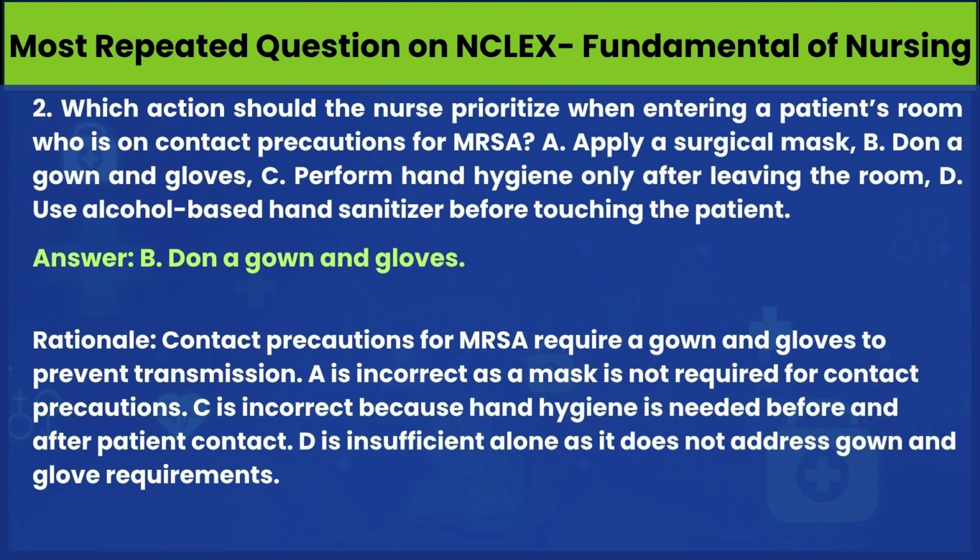Answer: B. Don a gown and gloves. Rationale: contact precautions for MRSA require a gown and gloves to prevent transmission. A is incorrect as a mask is not required for contact precautions. C is incorrect because hand hygiene is needed before and after patient contact. D is insufficient alone as it does not address gown and glove requirements.